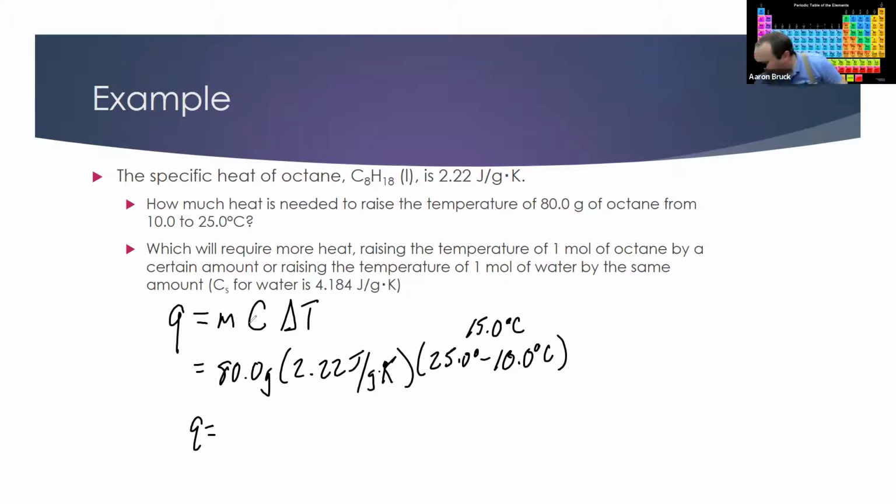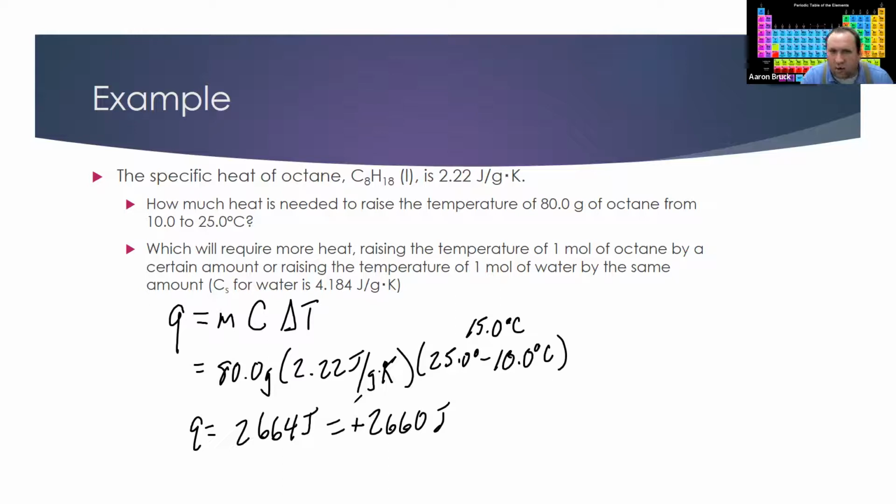So I would take 80 and multiply it by 2.22 and multiply that by 15.0. And my calculator would spit out 2664 joules. To three significant figures, that would round to 2,660 joules. Now note that this is a positive value.